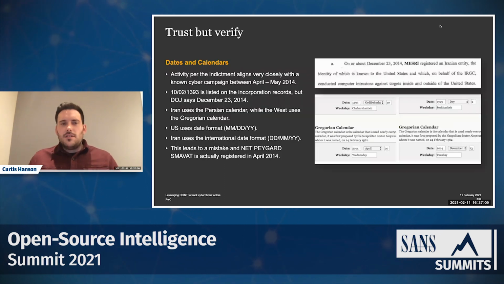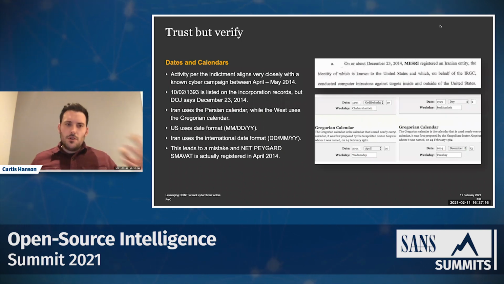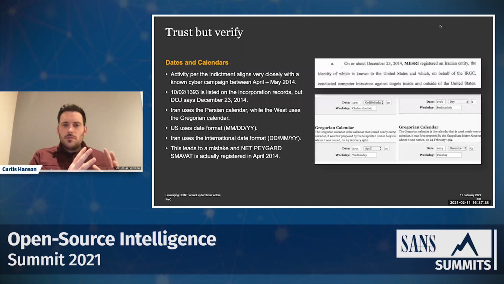This is the icing on the cake and why I think this report is so neat. I originally set out to map Mr. Mesri to known activity we track, right? And so I'm reading his indictment, and all the tradecraft described, the attacks, how they unfolded, the techniques used, all really align to the T to this cyber campaign that took place in April and May 2014. The threat actor behind this campaign is commonly referred to as Charming Kitten. And it's very well known that this happened, and everything described aligns with this.